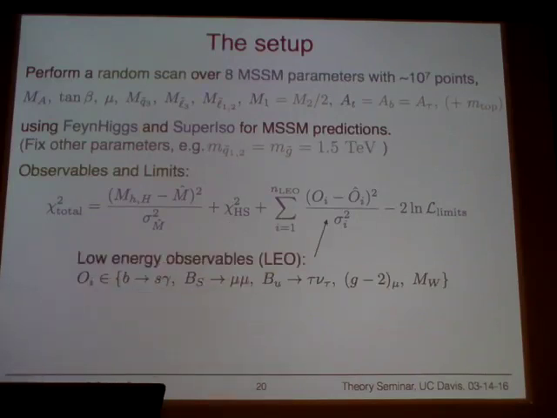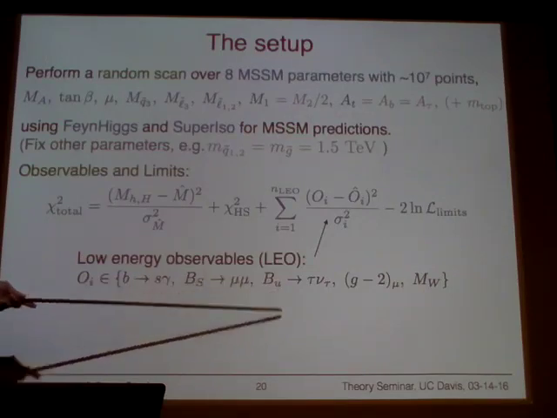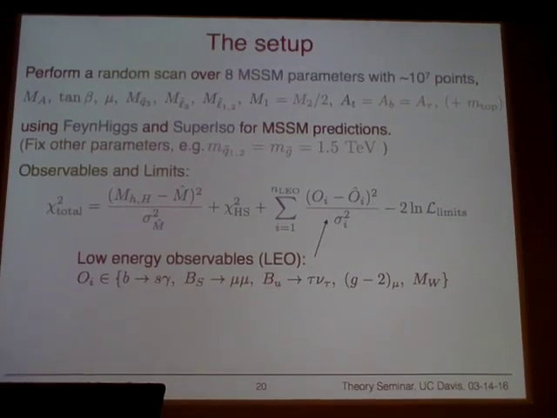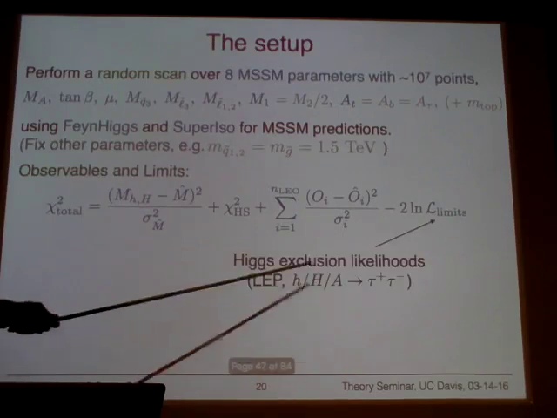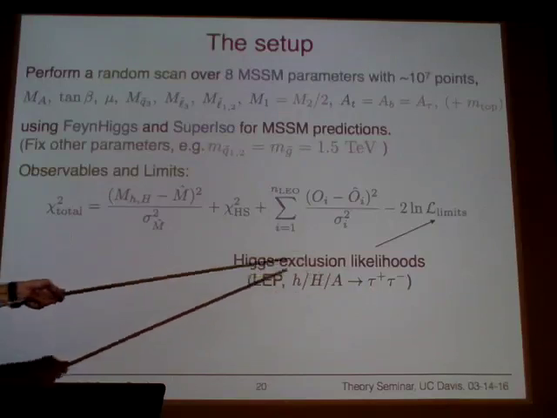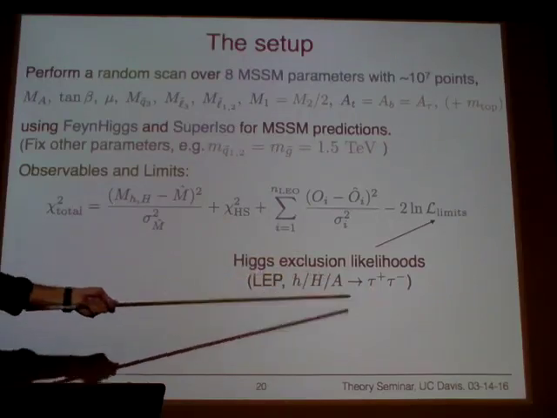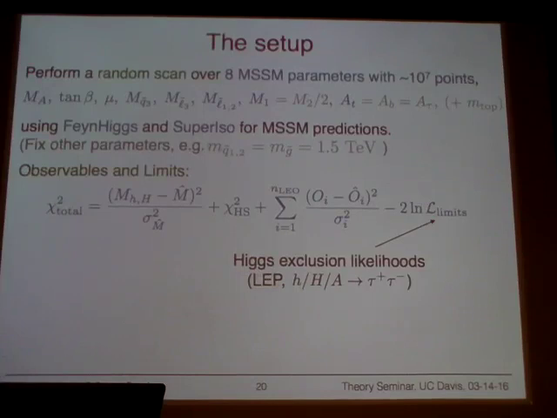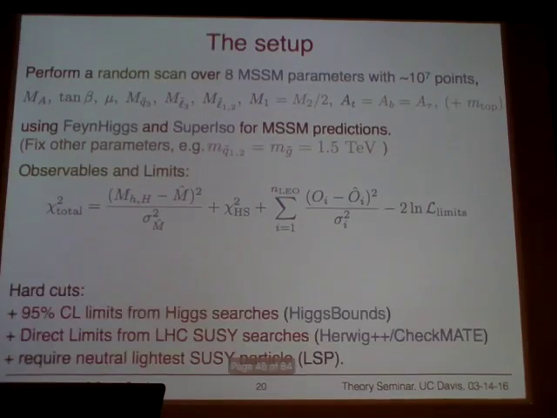And as low energy observables, we include 3 B decays, B to s gamma, B_s to mu mu, and B to tau nu, which are all very sensitive to new physics effects. We also include the anomalous magnetic moment of the muon and the mass of the W. And lastly, we include these likelihoods for exclusion from the stau channel, and from LEP searches we also have this information in HiggsBounds.